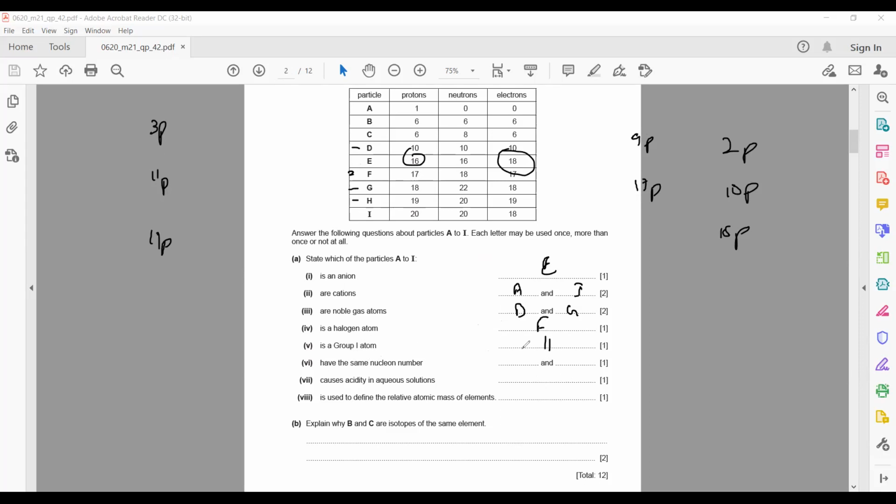Then have the same nucleon number. Nucleon number means the same sum. So when we add 18 plus 22, that makes 40, and 20 plus 20, that makes 40. So G and I have the same nucleon number. This part we skip because we did not study it yet.